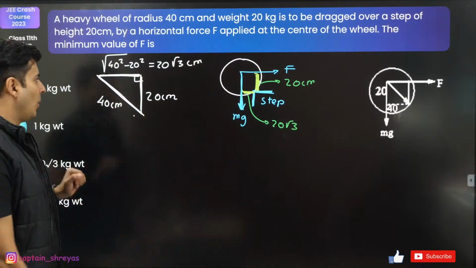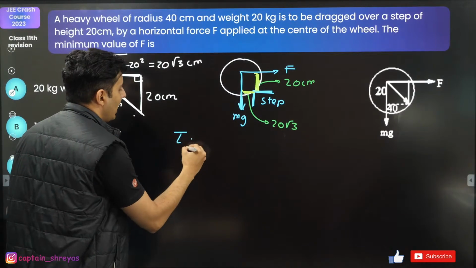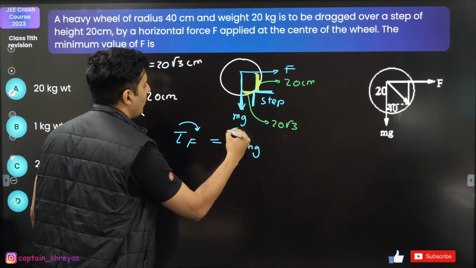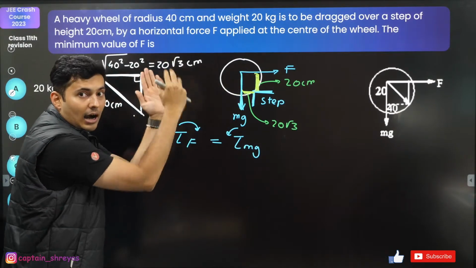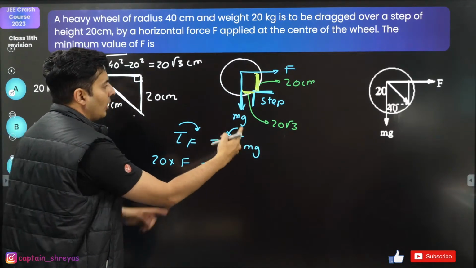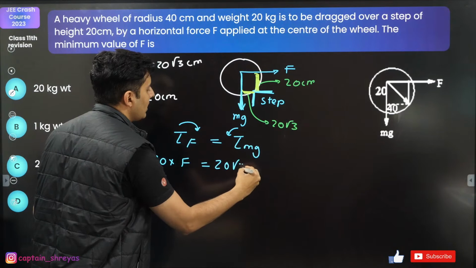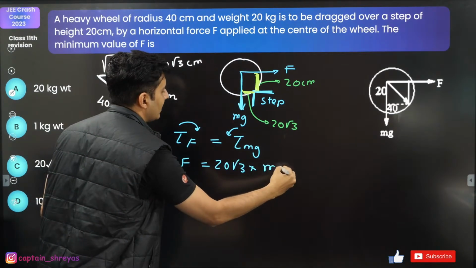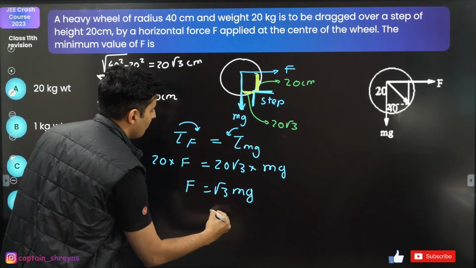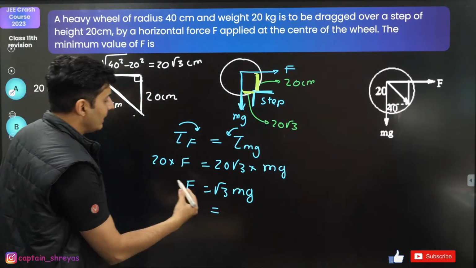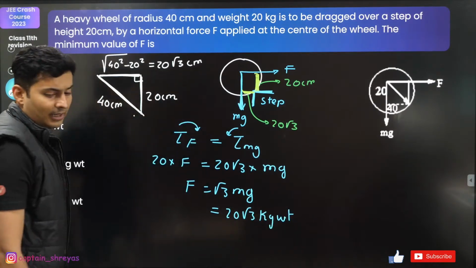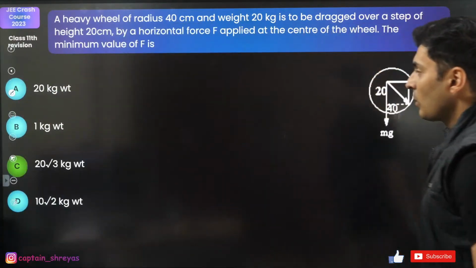Now you can solve the problem. The torque by that force should be just balanced by the torque of that weight. R cross F, so that R is basically 20, force I don't know. Torque of mg will be this 20 root 3 into the weight itself, that means mg. 20 will cancel, so it will be root 3 times mg. Mass is given, 20 kg. So 20 root 3 kg weight, because options are in kg weight. That's the answer. Where is it? 20 root 3.